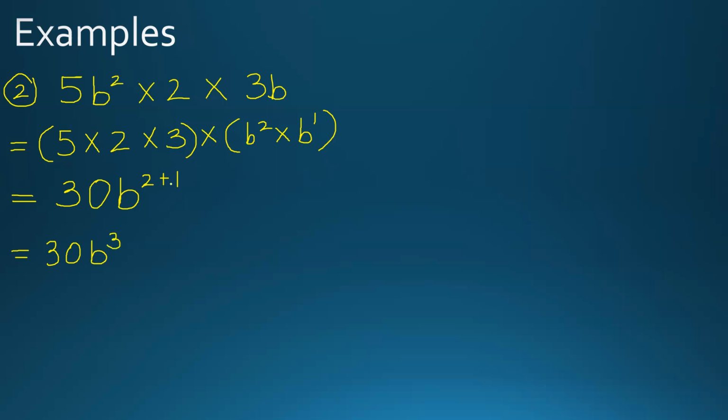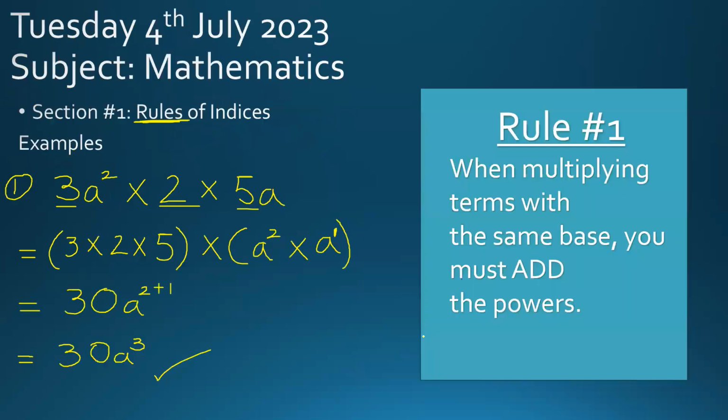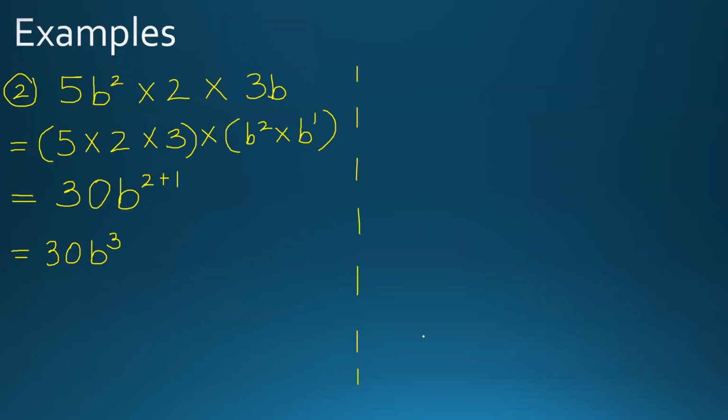So remember what the rule says: if you have exponents with the same base, you're going to add the powers. And it doesn't always have to be the same variable. They don't have to be the same letter. Like the first time, we used A. We could use B, C, or Y. Doesn't matter.